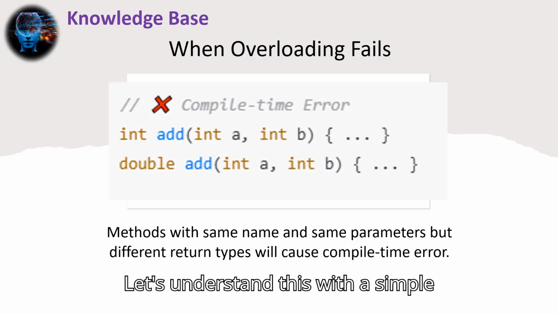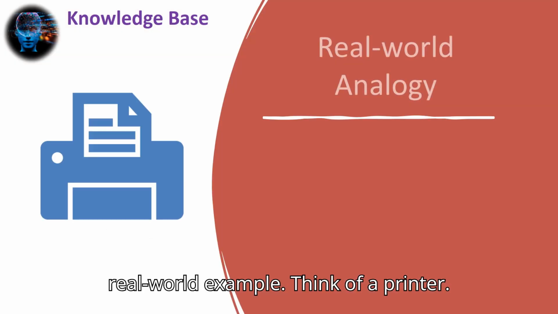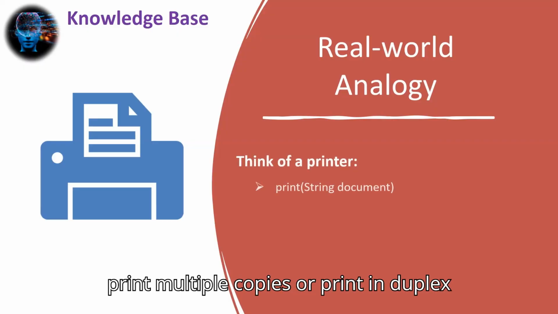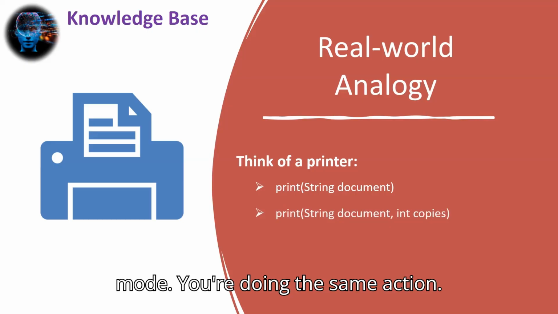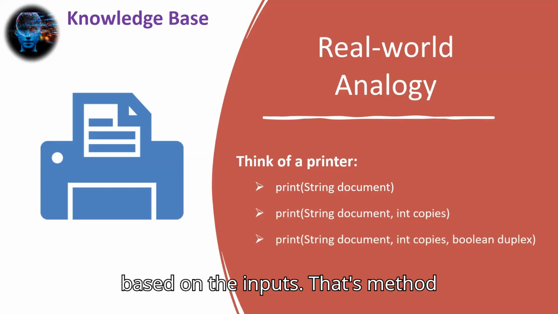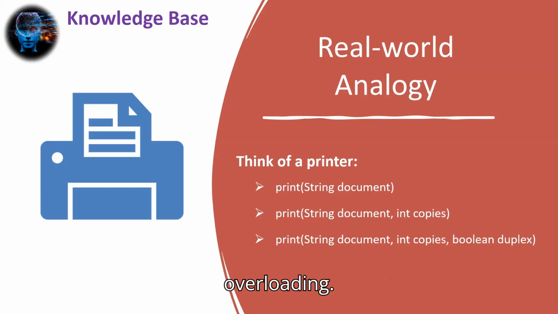Let's understand this with a simple real-world example. Think of a printer. You might want to print a document or print multiple copies or print in duplex mode. You're doing the same action, print, but the way it happens varies based on the inputs. That's method overloading.